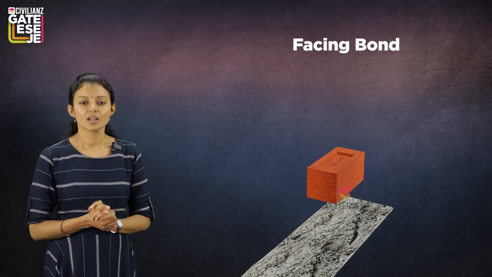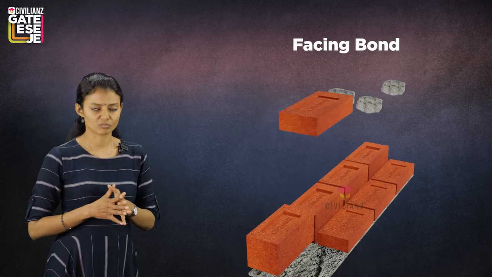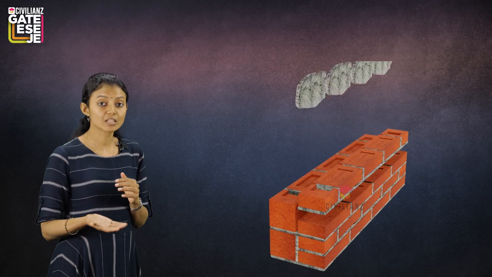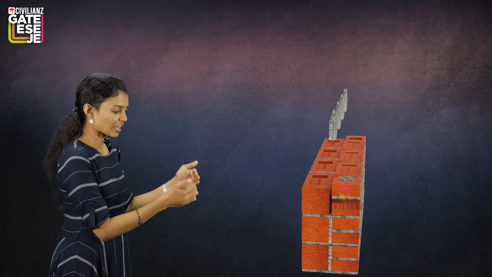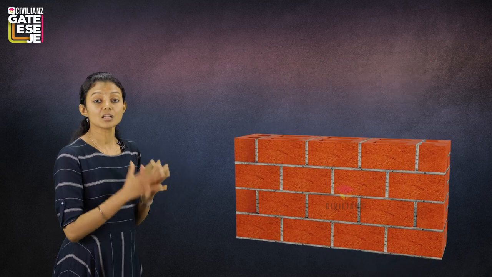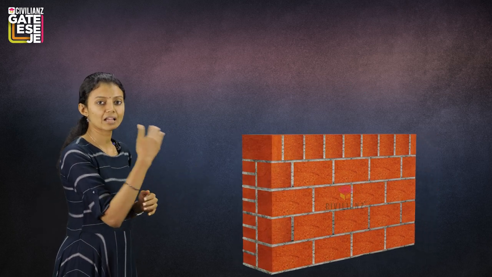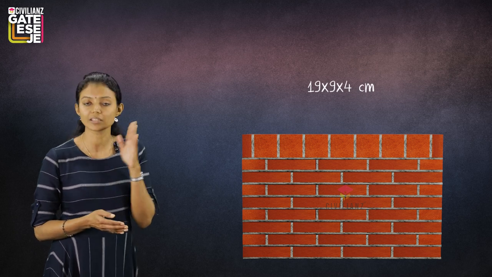The last brick bond we are going to discuss is the facing bond. The facing bond is a special type of brick bond because the facing and backing of the brick bond is made with bricks of different sizes. The facing of the front side is made with brick size of 19 by 9 by 9 centimeter. And the backing or back side of the wall is made with brick of 19 by 9 by 4 centimeter. So we can conclude that the facing and backing of this brick wall is made with different size of bricks, and usually adopted for thick wall construction.